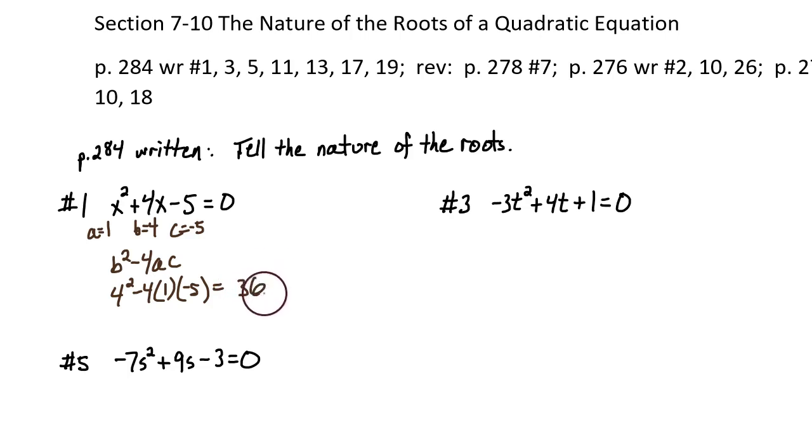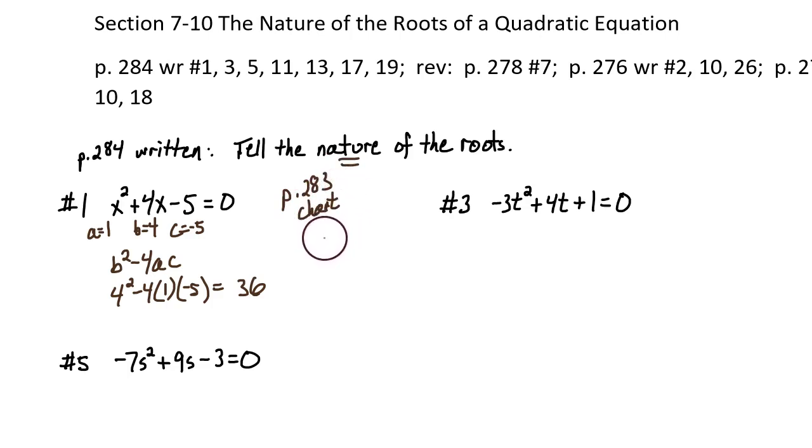makes 36. So without completely solving and finding answers for x, we at least know that the number inside the radical turns out to be 36. With that information, we can tell the nature of the roots. I'm looking at page 283, and there's a chart on the top of that page.